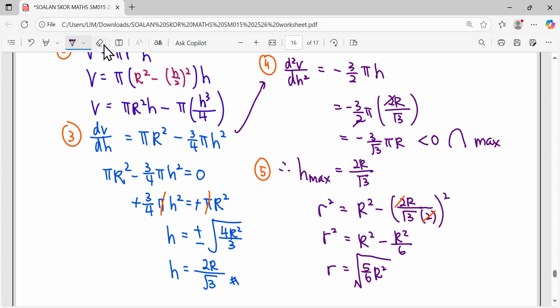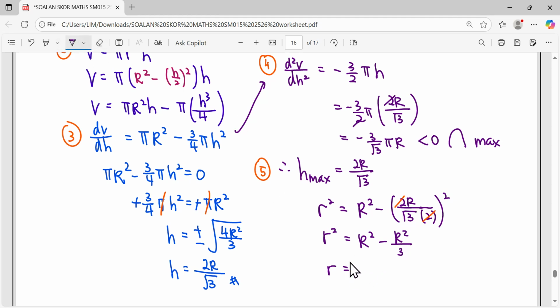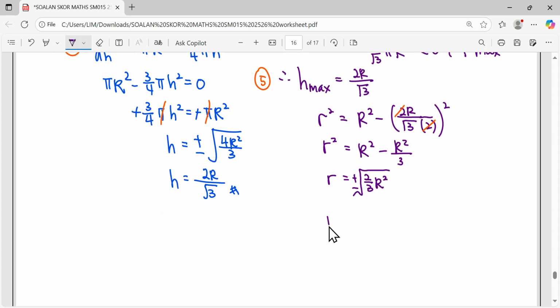Alright, so there is some mistake here. So 3 square is 3, so I get this one, 2 over 3 R square, and square root, positive or negative. Again, radius is a length, so we don't have a negative value. So I just have square root 2 over 3, and when we square root R square, I get R. So this is the r maximum that we can find.